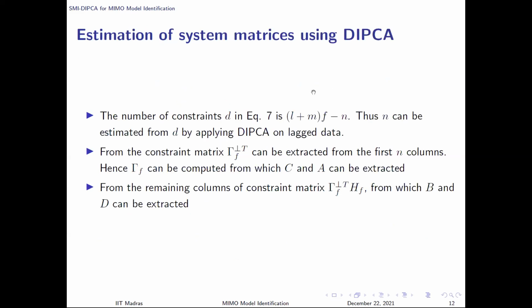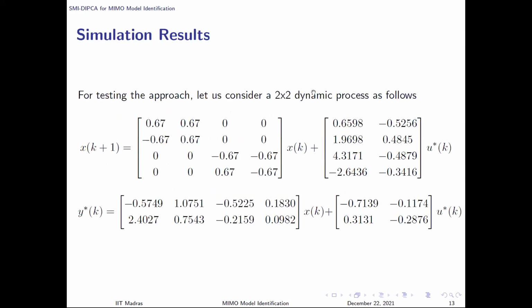Can I go ahead? Yes, please. Just for illustrative purposes, we took a 2x2 dynamical process that has been generally used in subspace ID also to illustrate. So here is a description of the state space model for that. And for the data generation we followed what was already done earlier. We didn't try to modify it in any way.